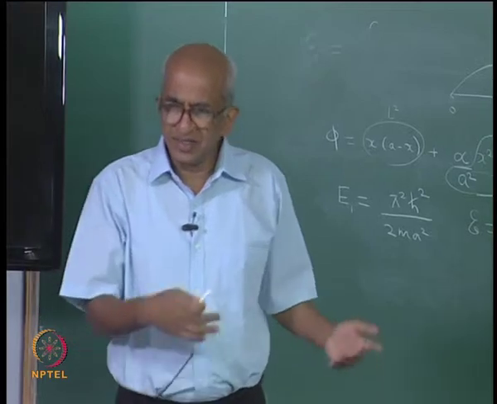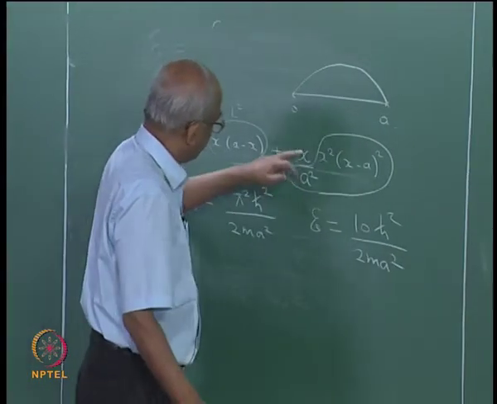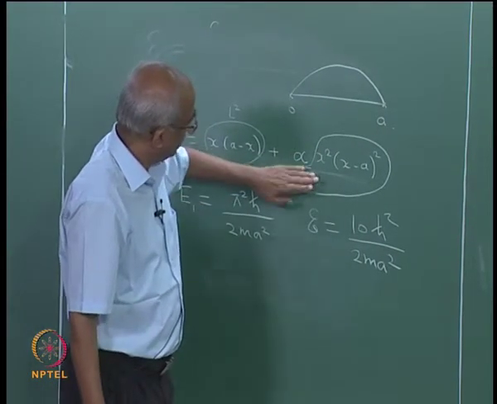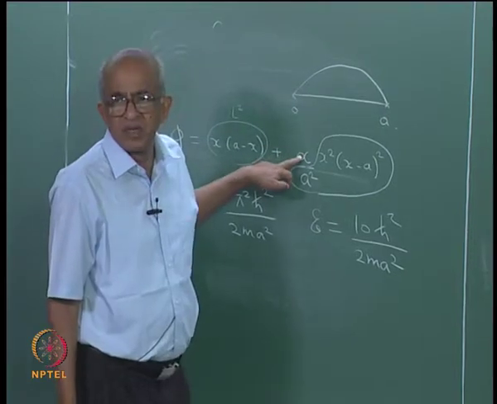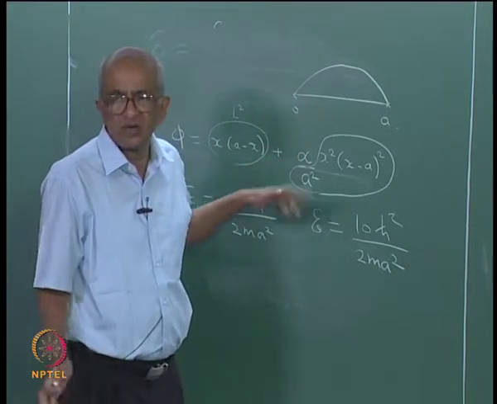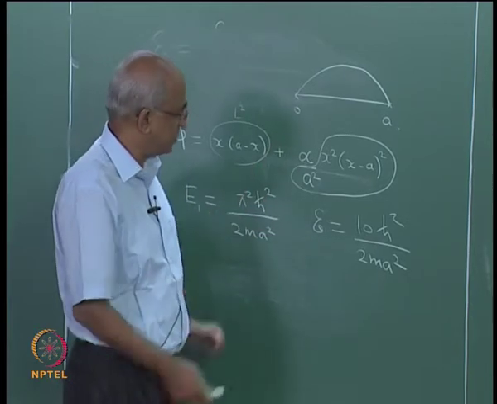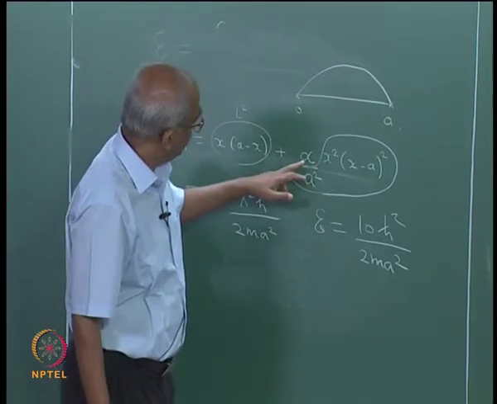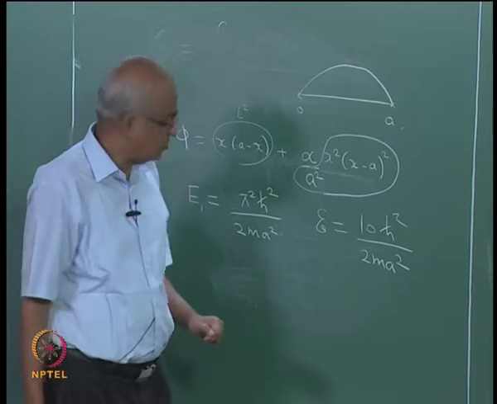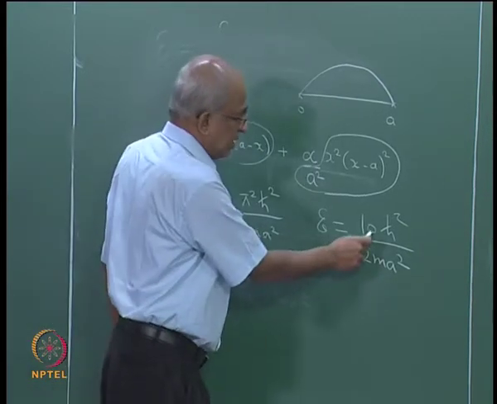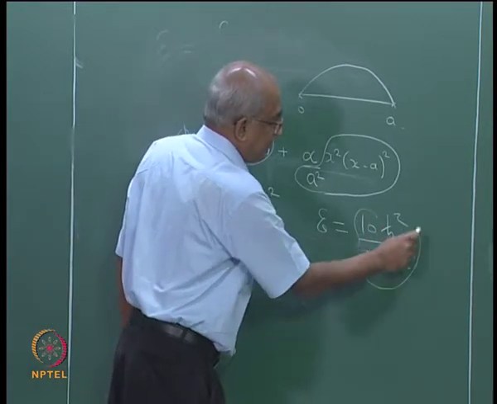It is not really necessary to include this a square here. If you do not include that, then alpha would have the dimensions of length square. I do not want that, I want it to be dimensionless, so I include this. Now I know that if I did a calculation with alpha equal to 0, I am going to get this as the answer.